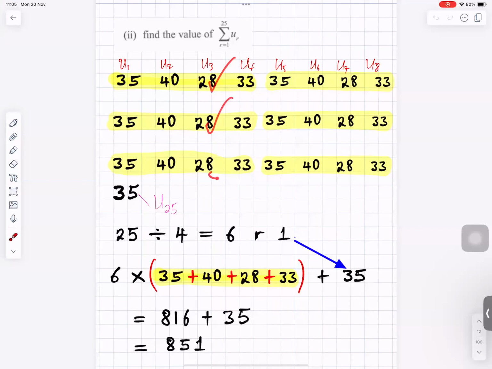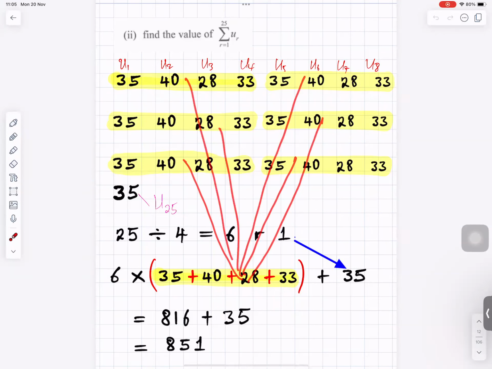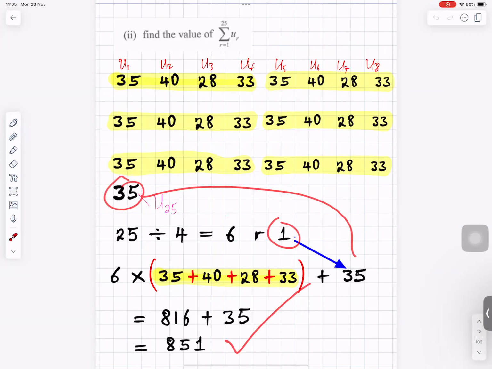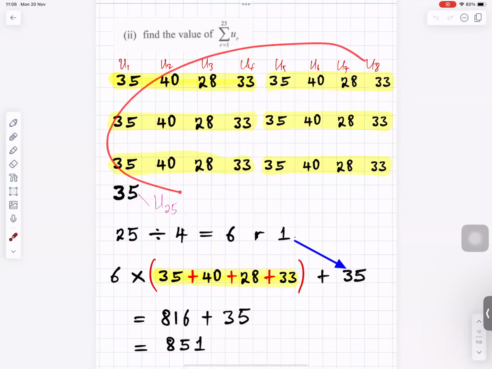That's 1, 2, 3, 4, 5, 6. 6 times 4 is 24. And then that last one there is 25. So if we do 25 divided by 4, it gives us 6, remainder 1. So that means we multiply by 6. 6 of these packets. That's why we add them up and times it by 6. And then the last one, which starts to repeat, is 35. We add 35. That gives us the answer. Or you can manually add all of them.